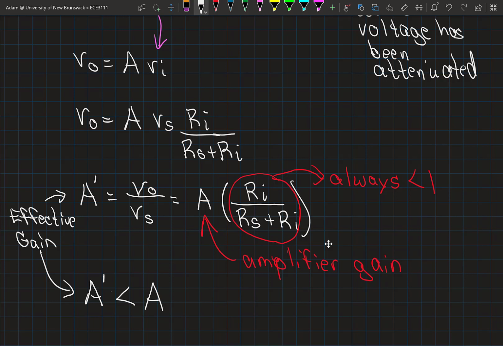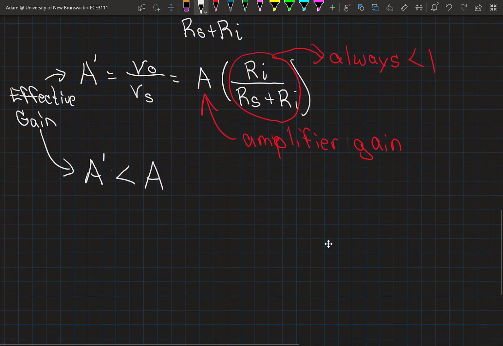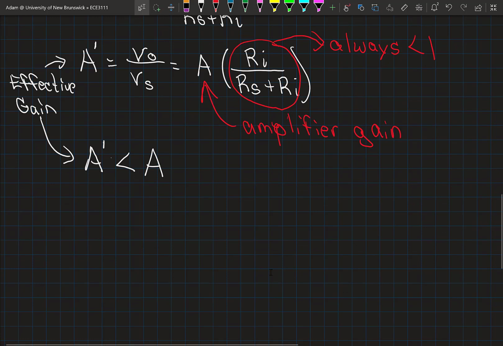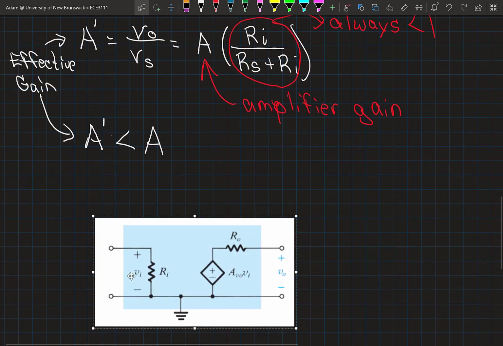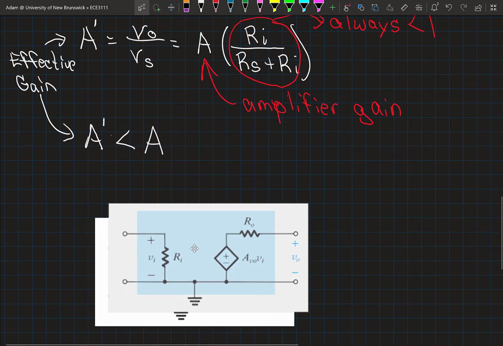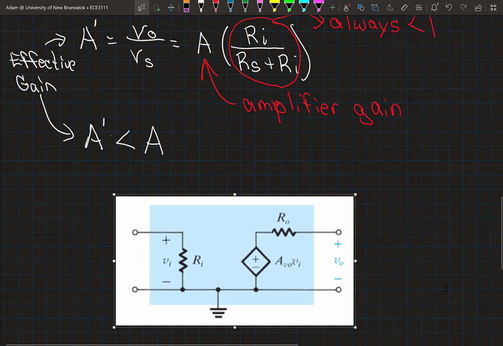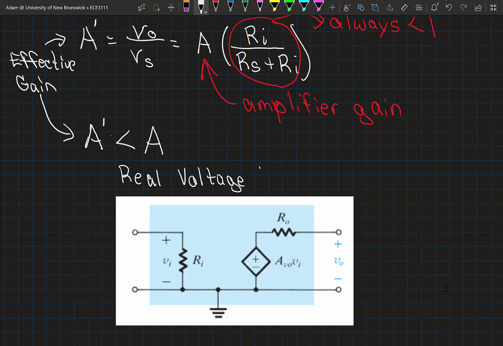Okay, let's continue on with this idea, but now let's go and use the full amplifier, voltage amplifier model. So here's my real voltage amplifier model.